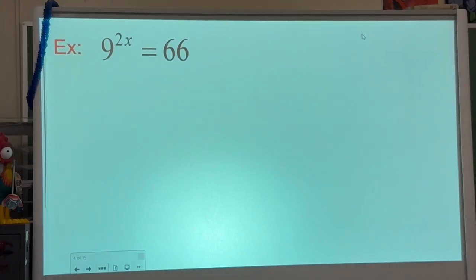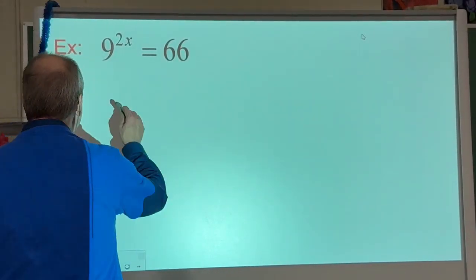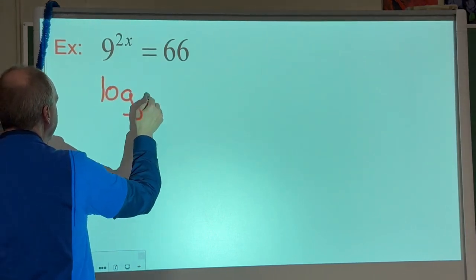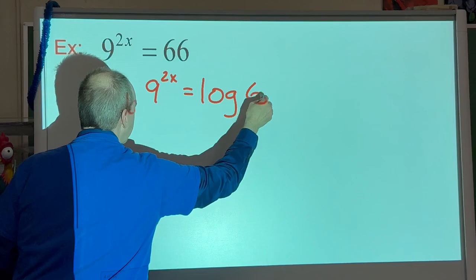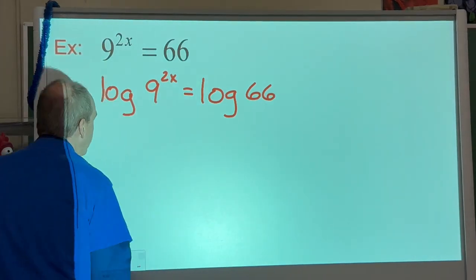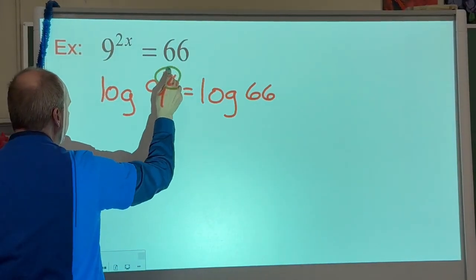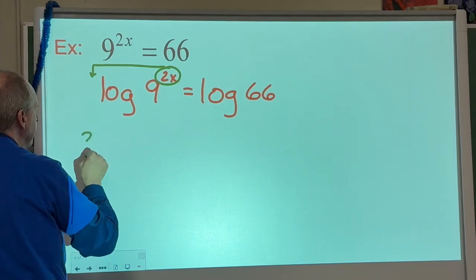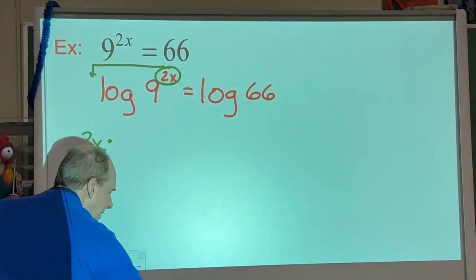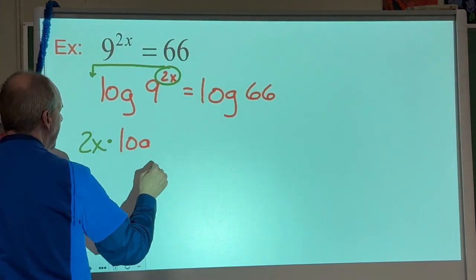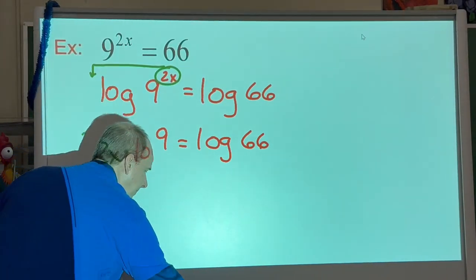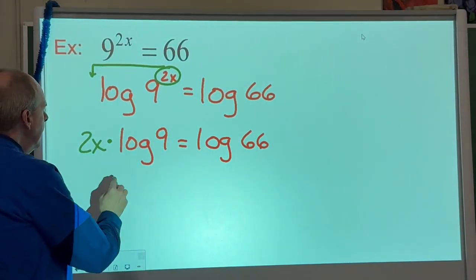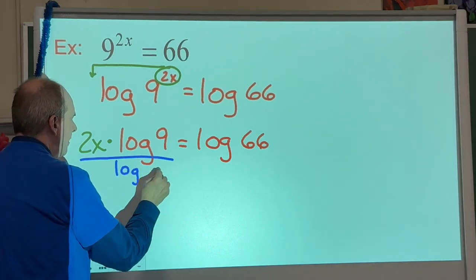But let's say you can't write them using the same base. Well, this is where we learned how to use logarithms. So we take the log of the left side. We take the log of the right side. And we learn that this exponent here goes out to the front. 2x times my log of 9 equals log of 66. Divide by log of 9 on each side.